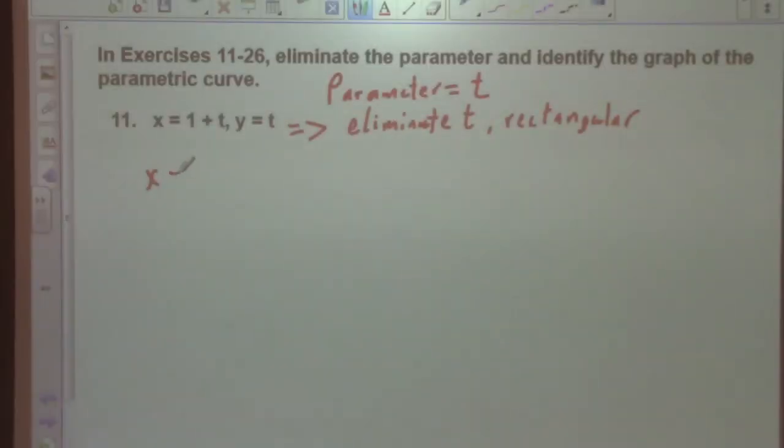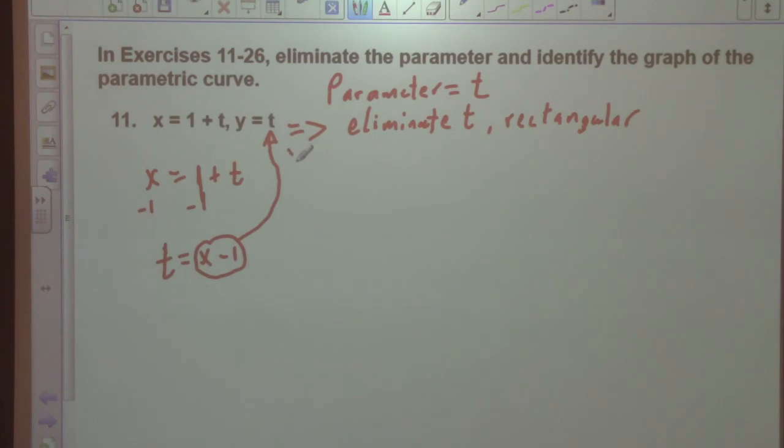So what I'm going to do is start with this one, x equals 1 plus t, and we're going to solve this equation for t. How do we solve this equation for t? Subtract 1, right? So if we subtract 1, that cancels out, so we have t equals x minus 1. And what can we do with that x minus 1? We can take that x minus 1 and place it right here.